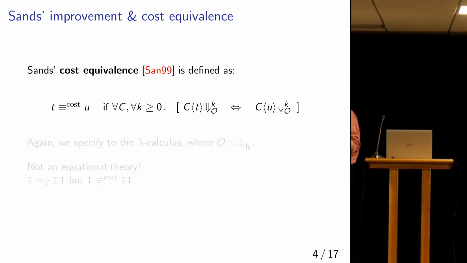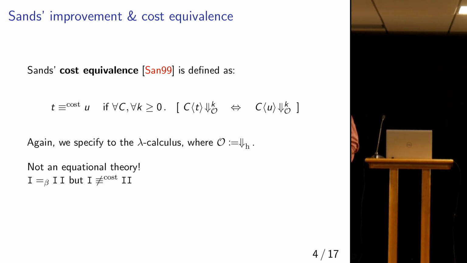And so cost equivalence is exactly this. T and U are cost equivalent if in every context they behave in the same way, meaning they give the same result and they give this result in the same amount of steps. So if we, again, go to the lambda calculus and we specify observation as head reduction, we will observe that two terms are head terminating in the same amount of steps. And so this is not an equational theory. It cannot be invariant by beta because beta will obviously change the number of head steps.